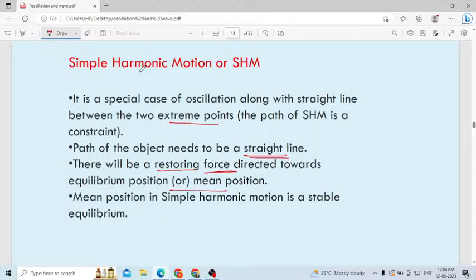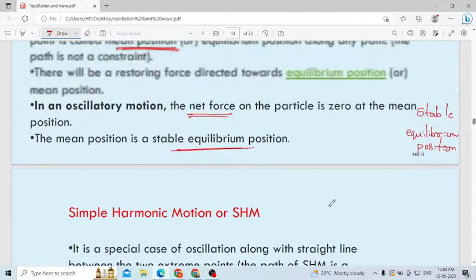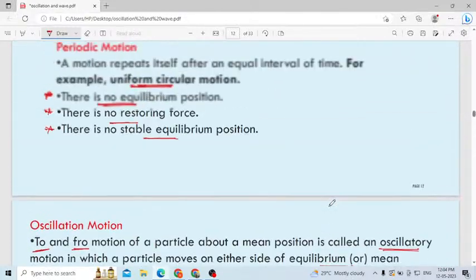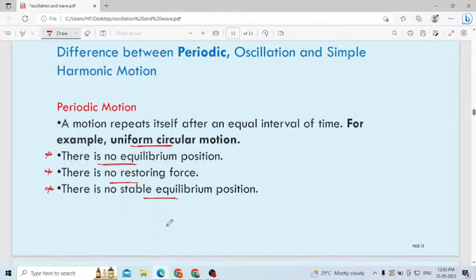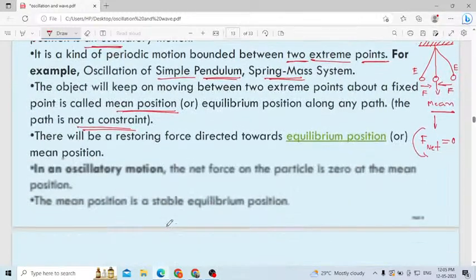Simple harmonic motion and oscillatory motion, almost they will be the same. The mean position in simple harmonic motion is a stable equilibrium. Yes, everything will be the same, but what you have to remember is that only in the case of a periodic motion, there is no equilibrium position, there is no restoring force, there is no stable equilibrium position. That one you have to remember. Okay.